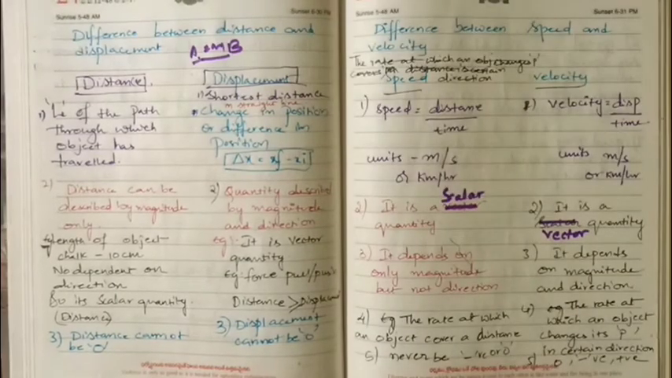Then coming to the differences. Distance is the total length of the path covered, whereas displacement is the shortest distance in a straight line. It depends on the position also. Displacement depends on initial and final positions.